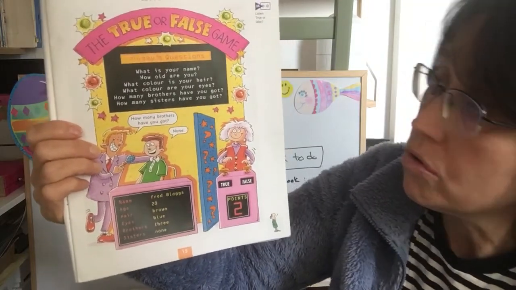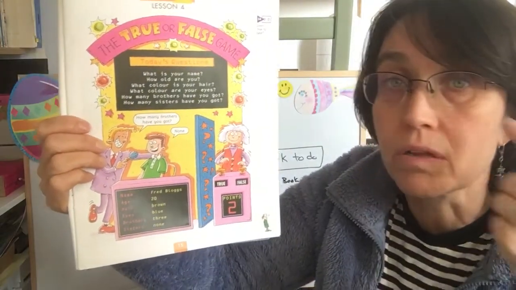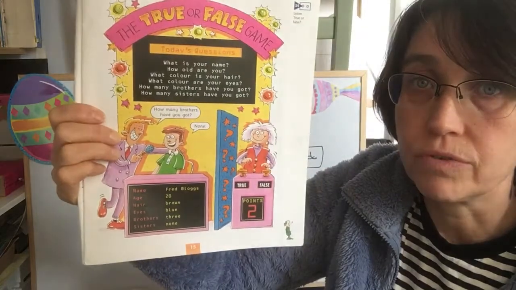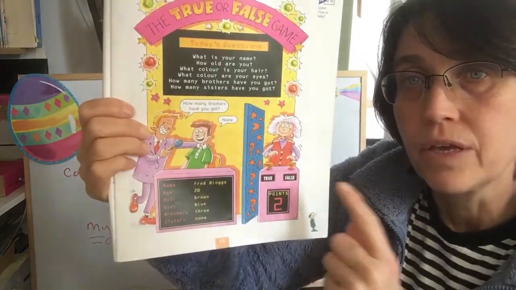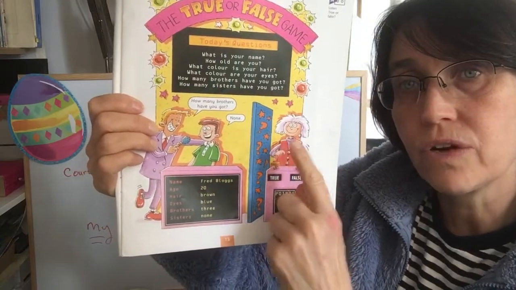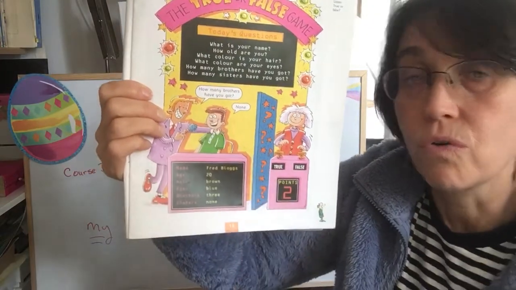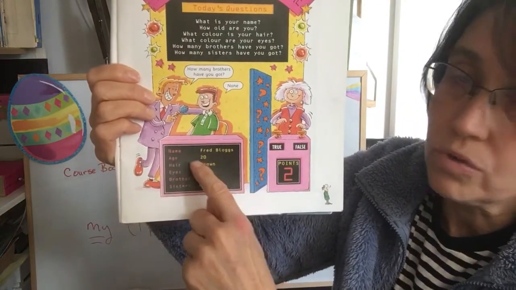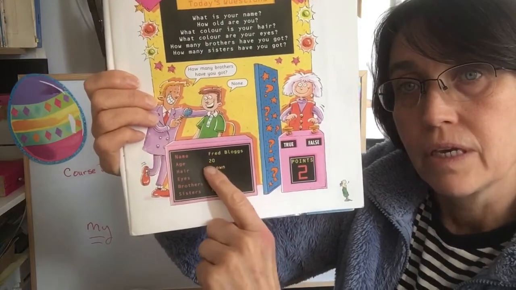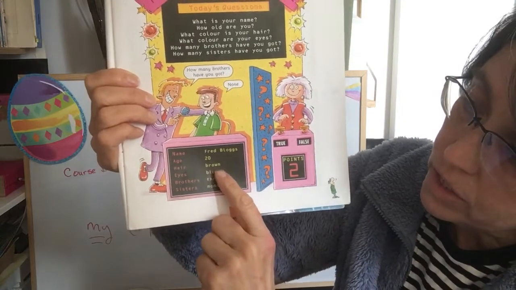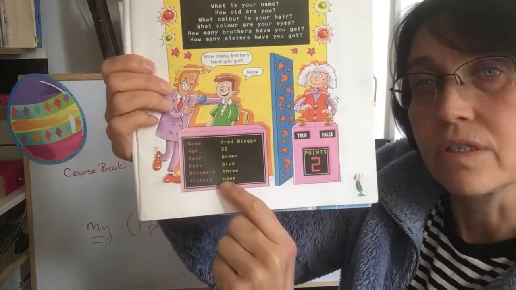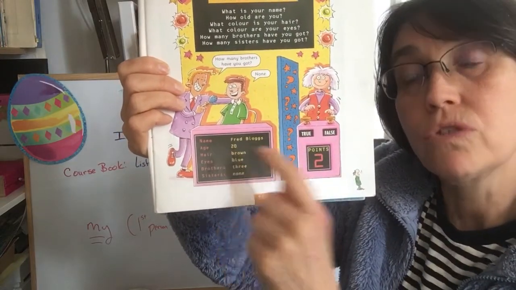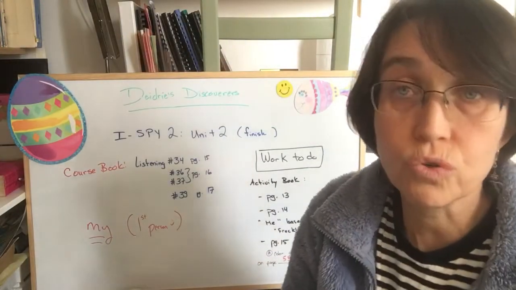The questions are, what is your name? This you all know. How old are you? What color is your hair? What color are your eyes? And then how many brothers have you got? How many sisters have you got? So in this game, you have a contestant and she's trying to figure out if he's telling the truth or if he's saying something untrue, false. Here are the actual answers of his real name, his age, the color of his hair, the color of his eyes, how many brothers and sisters he has. They're going to play a game and find out. I want you to listen and see what is true and false.